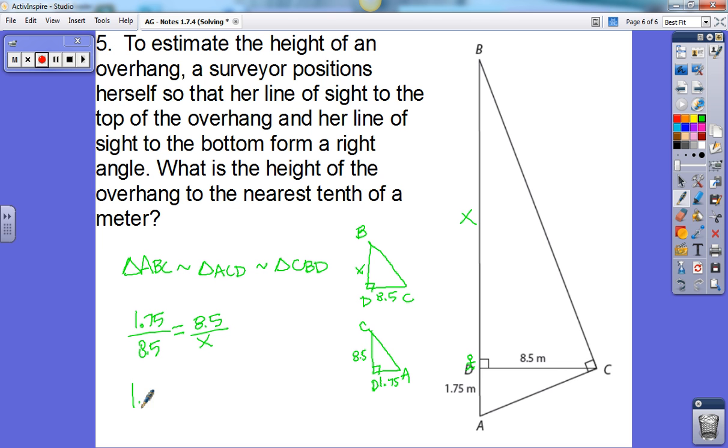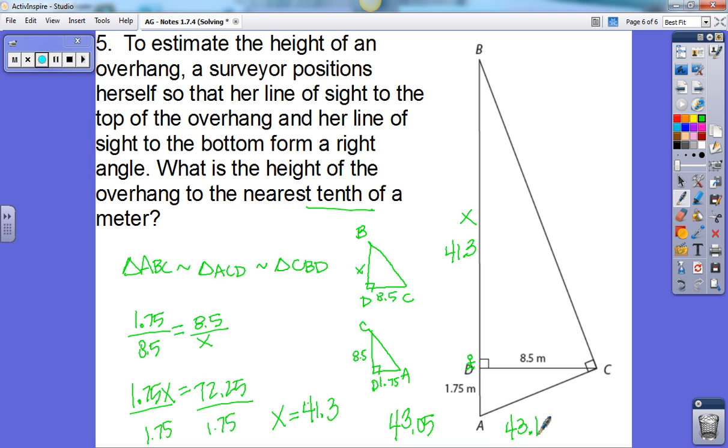If I cross multiply, I have 1.75x equals 8.5 times 8.5, which gives me 72.25. Divide both sides, and I end up with 41.3, and that's this length right here. And so the overhang itself would be all of this, so I need to take the 41.3 and add 1.75, and when I add those two, I get 43.05. But again, it says to the nearest tenth of a meter, so I need to round this to 43.1 meters.